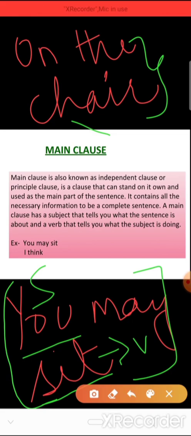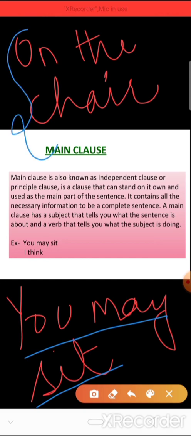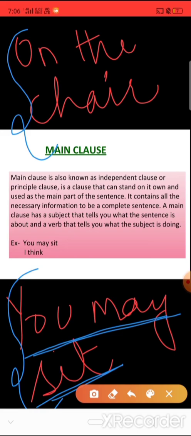But now the next thing is that to make a complete sentence we are using the clause as the main part. We will use this clause to complete this phrase, because it is complete in itself. We don't need anything to complete "you may sit". It is very clear that someone is asking you to sit. It is not necessary to say where he is asking you to sit, but it is necessary to tell what we are trying to say with "on the chair".